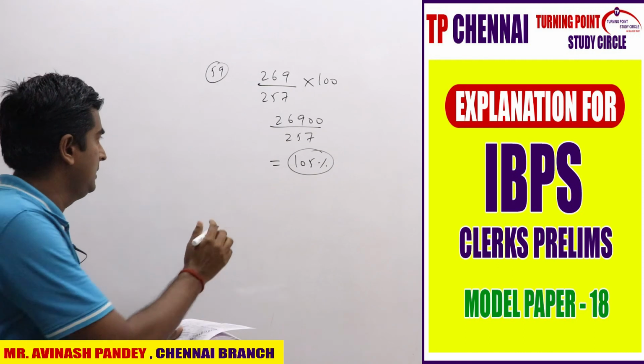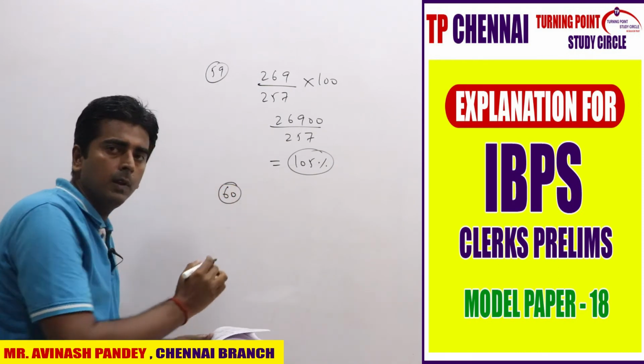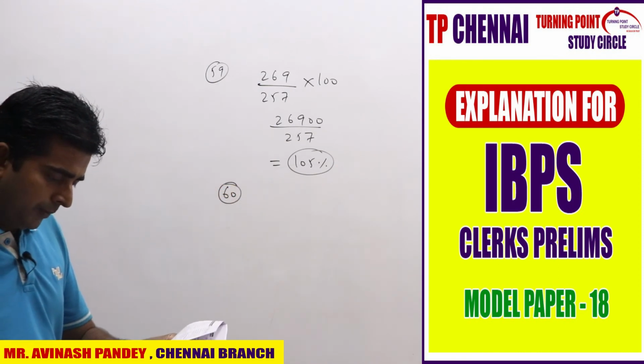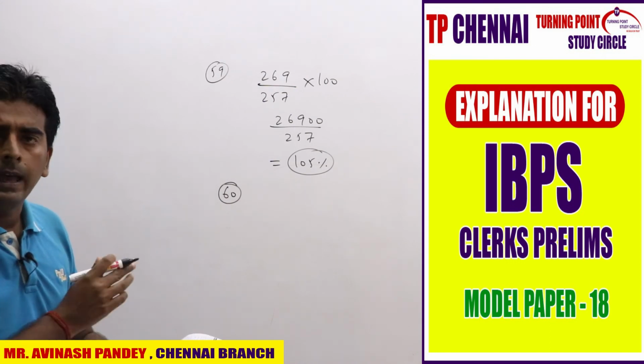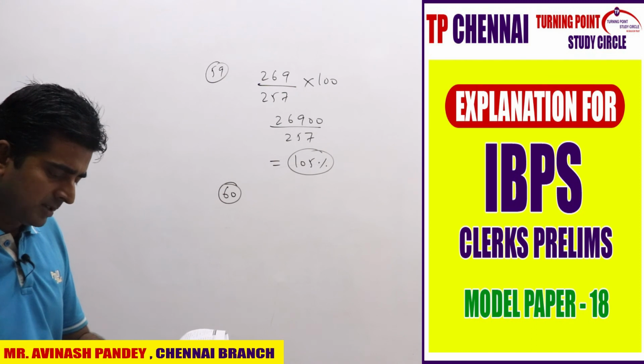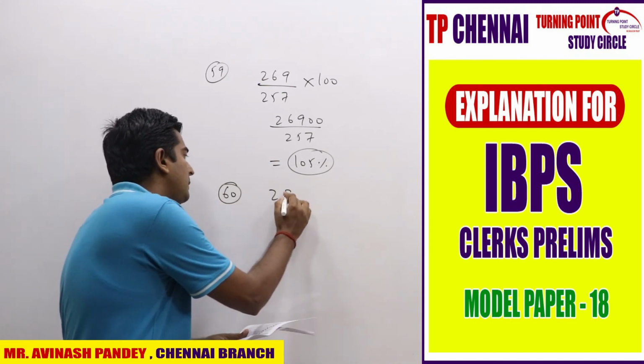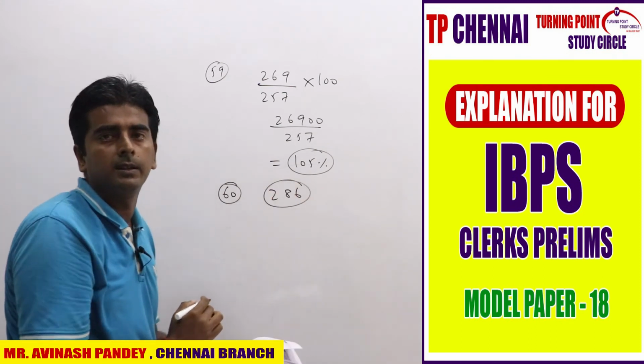Then the last one: what is the total number of women working in the production department of all the companies? When you add all the values of women in the production department, you will be getting the direct answer, which is nothing but 286.